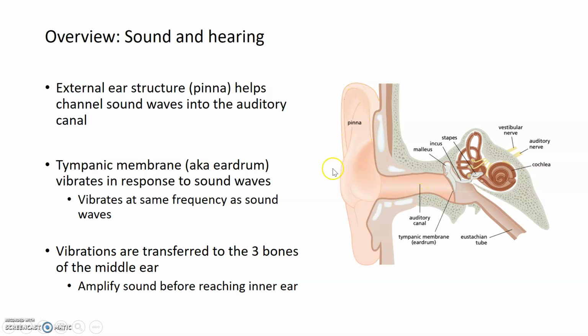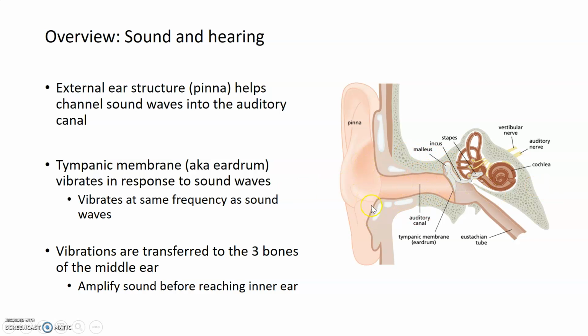And so the structure of the external ear, or the pinna, helps channel sound waves into this tube called the auditory canal. And that auditory canal ends at the eardrum, or the tympanic membrane. And the eardrum vibrates in response to sound waves that are taken in from the outside. And what's interesting about the tympanic membrane is it actually vibrates with the same frequency as the sound waves themselves. And so it can transmit that pitch to the inner ear.